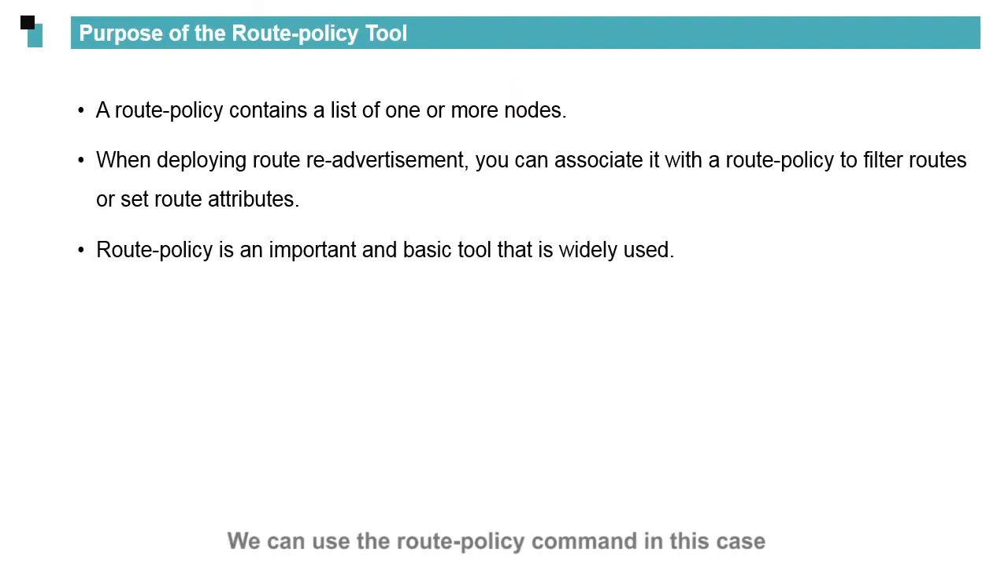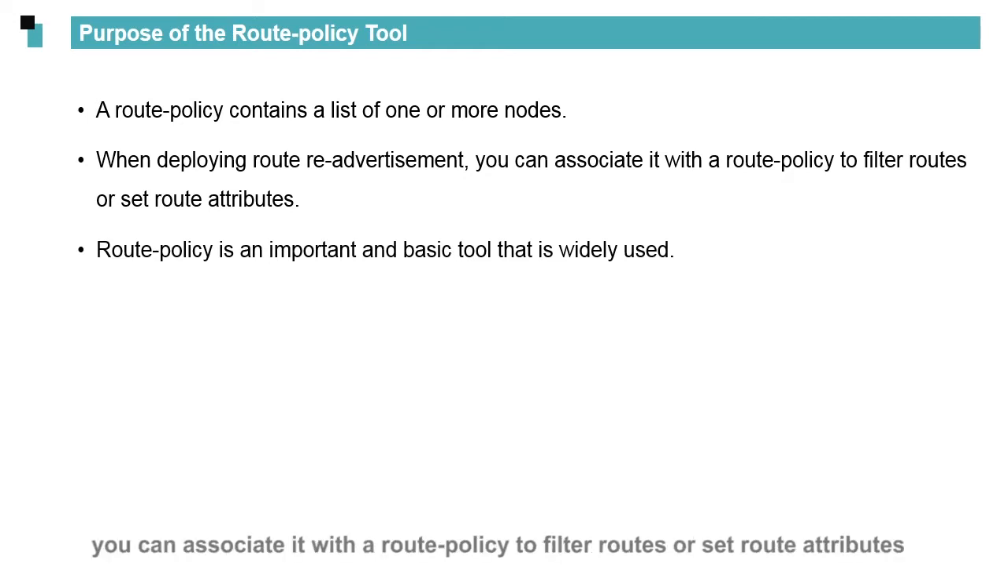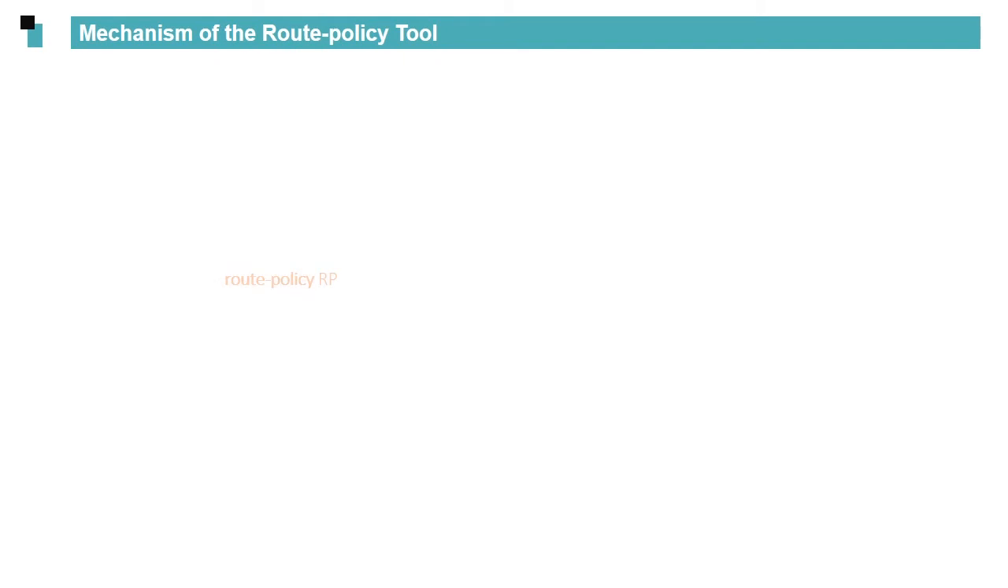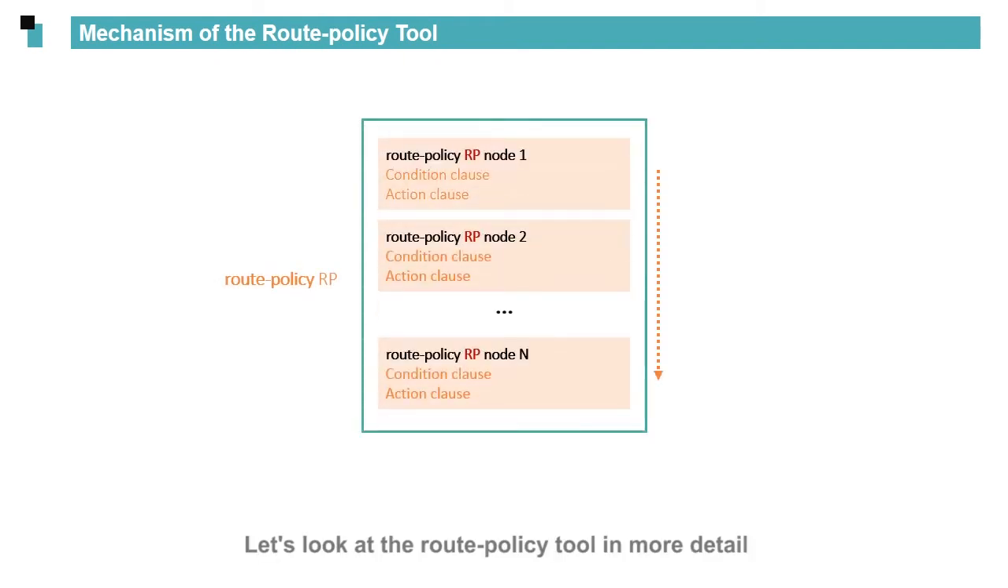We can use the Route-policy command in this case. A Route-policy contains a list of 1 or more nodes. When deploying route import, you can associate it with a Route-policy to filter routes or set route attributes. Let's look at the Route-policy tool in more detail using the Route-policy RP as an example.